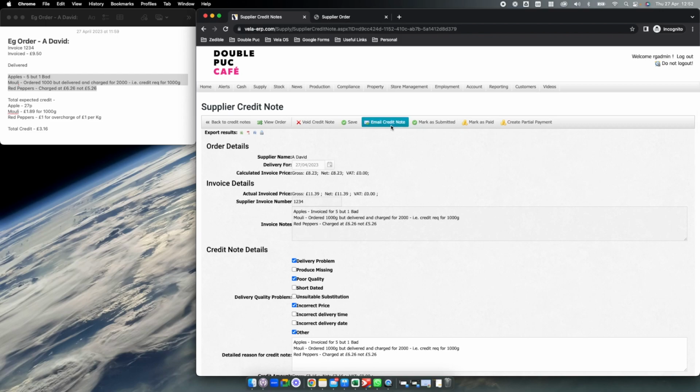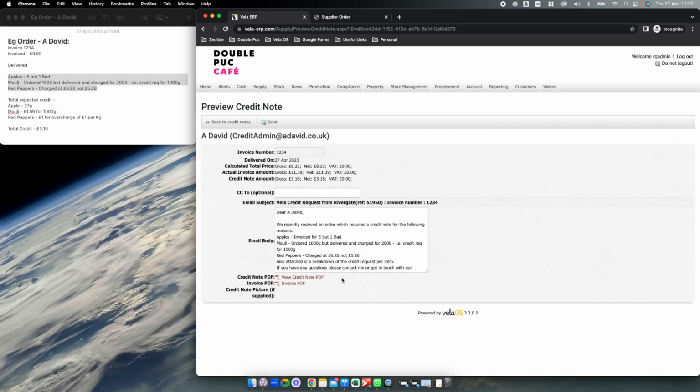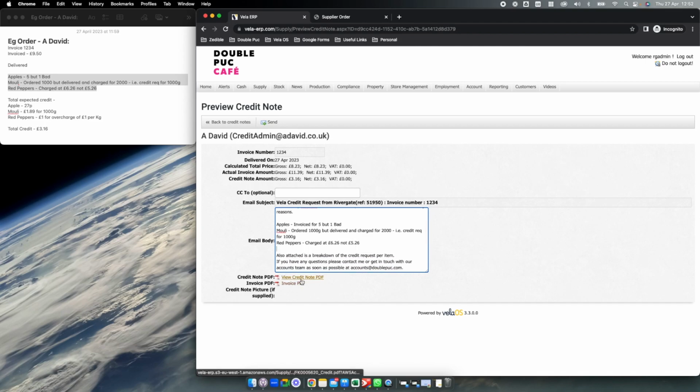And all we're going to do now is email the credit note. It's once again got all the information that you've put at the start of this process, and it highlights that we're also sending the supplier that credit note. Press send, job done. And that is how you raise credits on Vela OS.